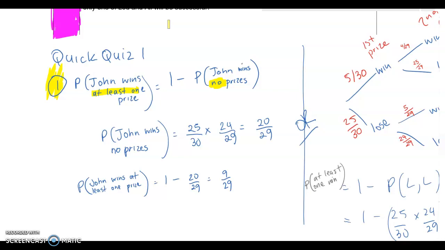Once 1 ticket has been drawn, we're assuming that you can't win twice with that 1 ticket. So we now have 29 tickets in the draw. One of the winning tickets from that 25 is the winner. So we now know there's only 24 other winning tickets in the draw. So our probability that John wins no prize is 25 out of 30 times 24 out of 29, which gives us 20 out of 29. Now that's not our answer, because we want to work out the probability that John wins at least 1 prize. So that is 1 minus 20 out of 29, which gives us 9 out of 29.